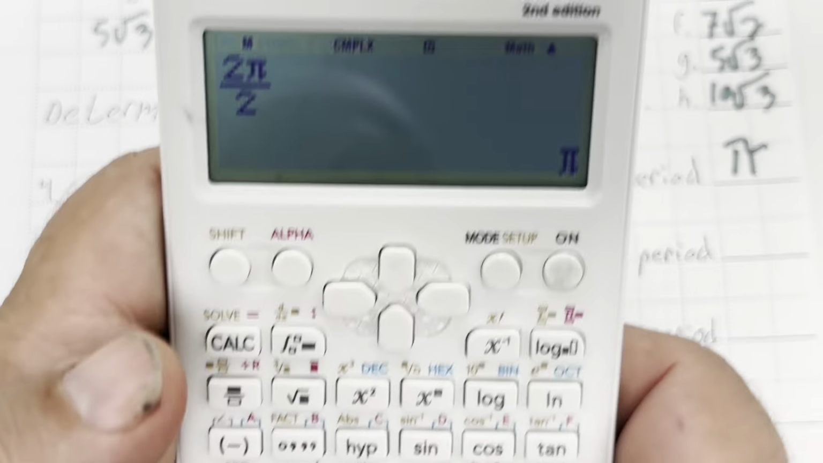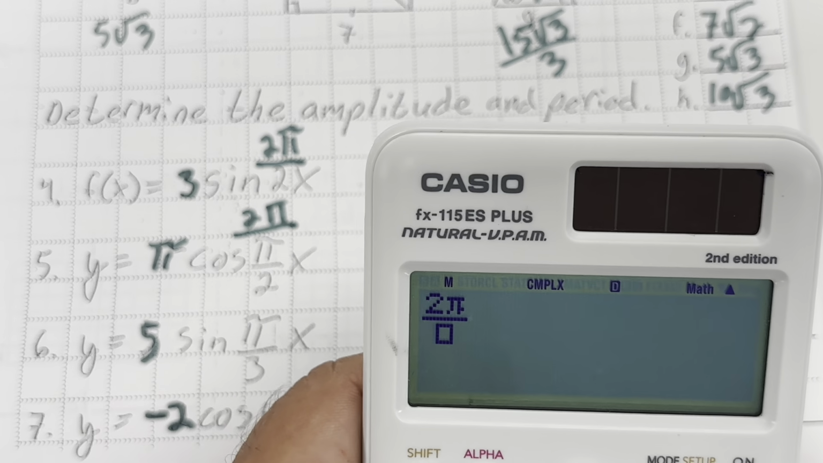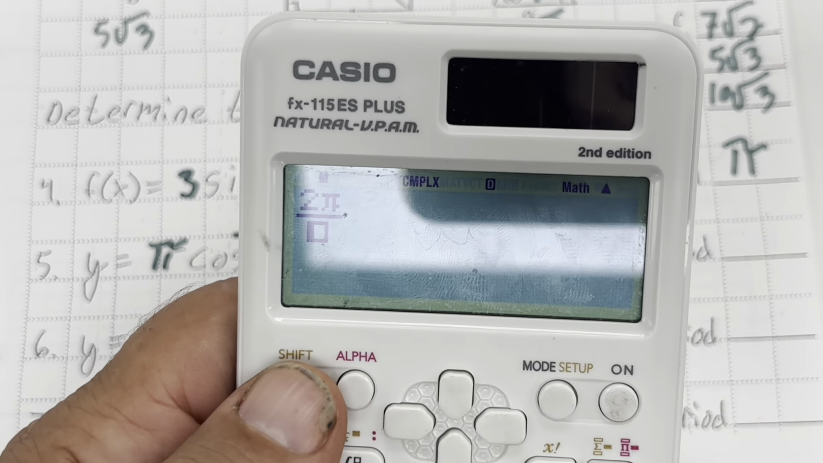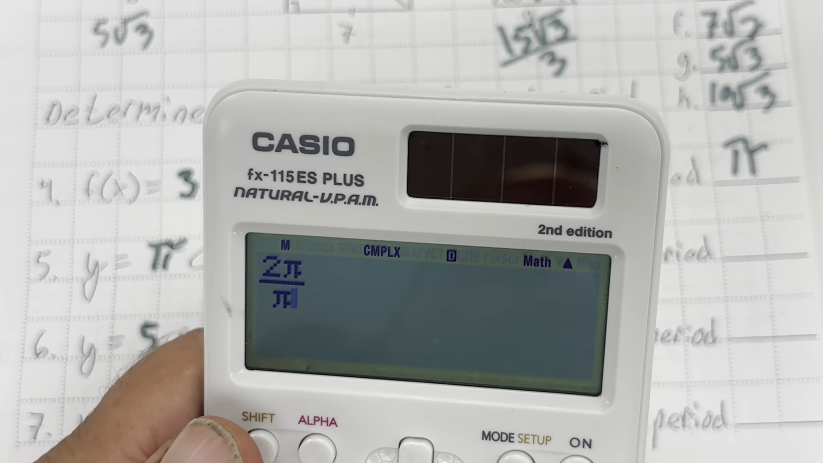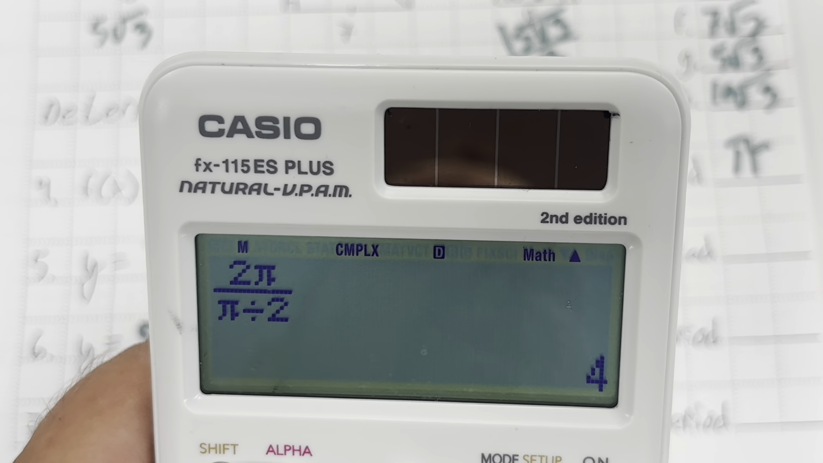Calculator key in. So I have 2 pi on top, and I'm going to back arrow into there and do pi divided by 2. That's how I want to type it in. 4.